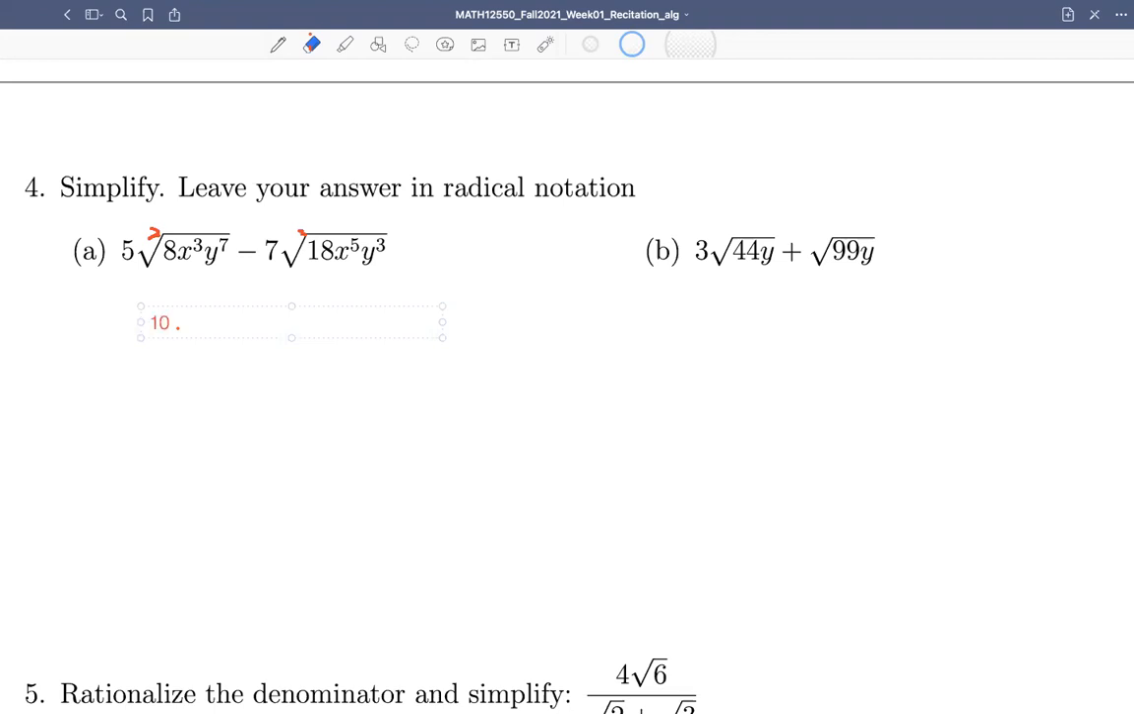So 2 times 5, I get a 10. The x, 1x comes out. Y squared, because y to the 6, right? Y to the 7 can be split into y to the 6 times y. 6 divided by 2, that's 3. Y raised to 3. Then this is the outside. So inside, we have 2 left, we have x left, we have y left. So let me put in the square root sign.